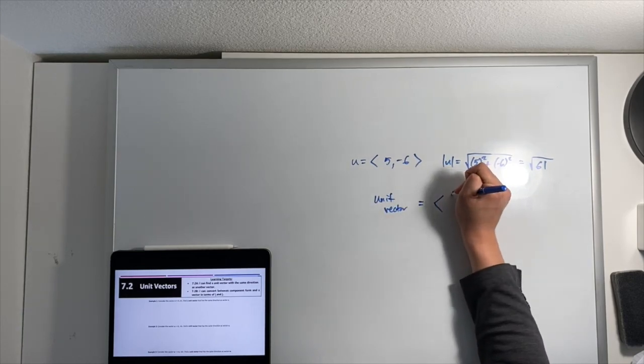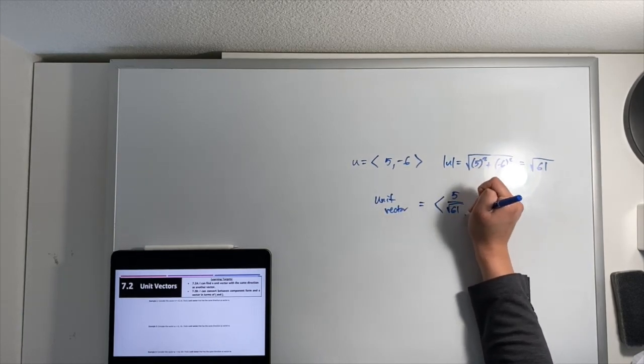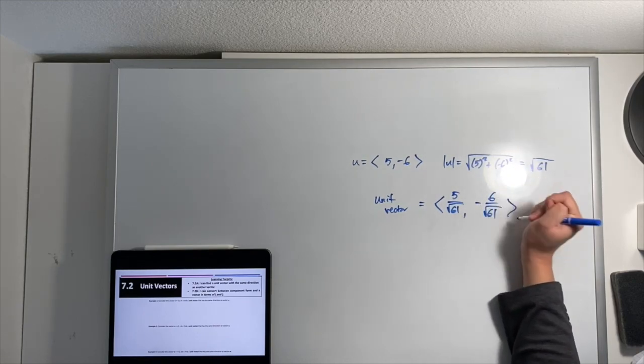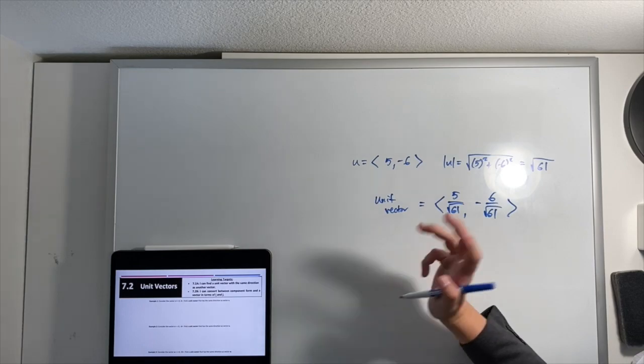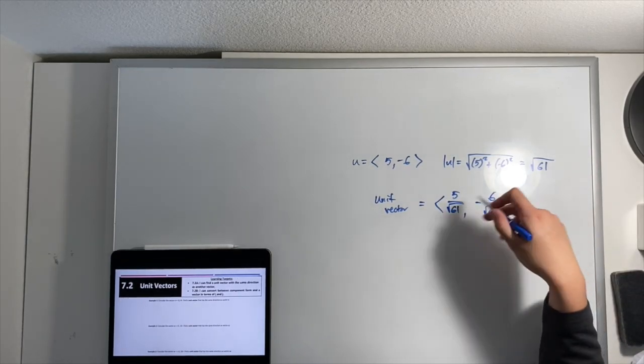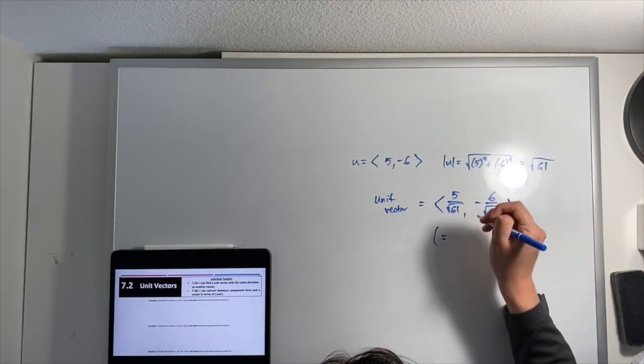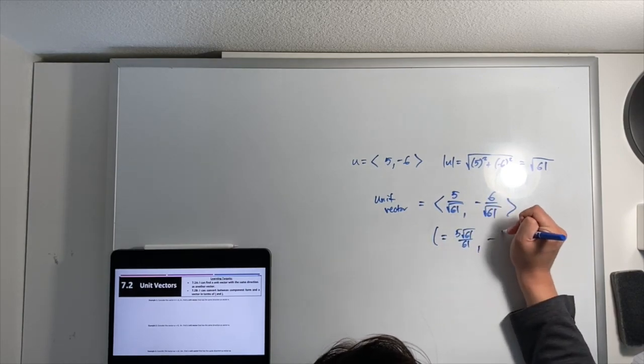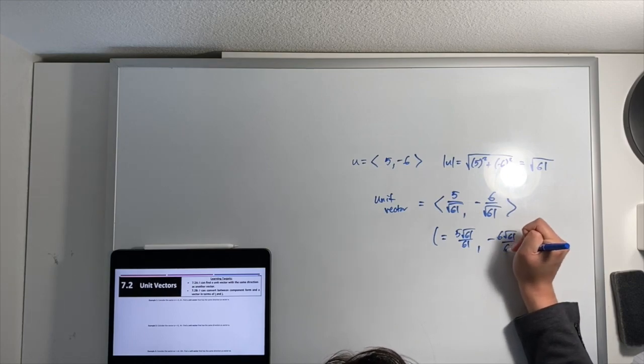So our unit vector equals <5 over the square root of 61, negative 6 over the square root of 61>. And that's it. Now, of course, you can rationalize the denominator here. You don't have to. We've talked before about rationalizing denominators.